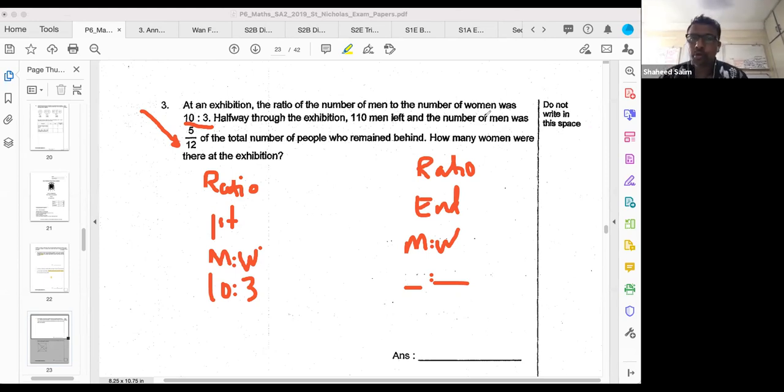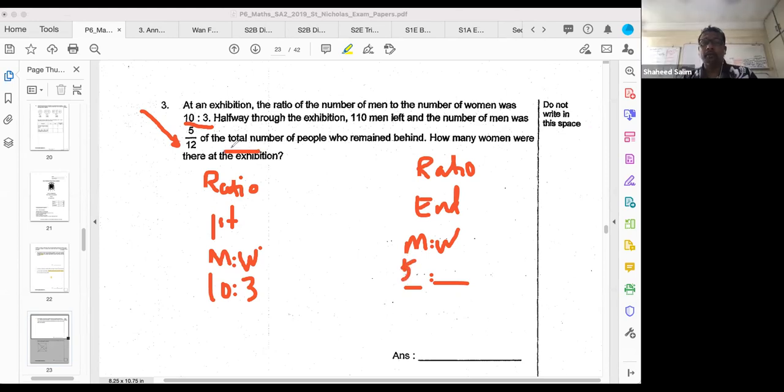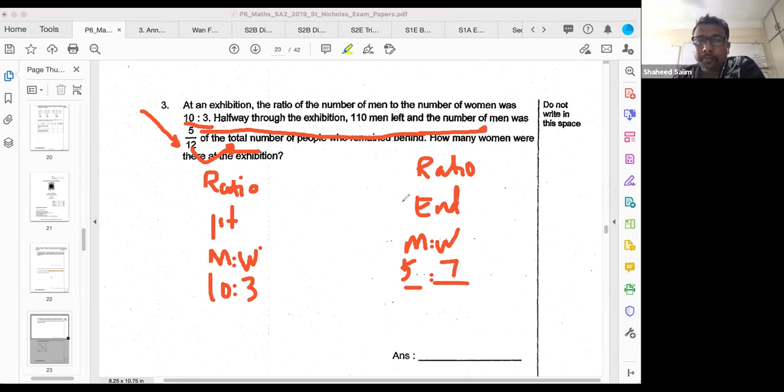I cannot see the ratio. Is it 5 out of 12? 12 is the total. 5 is the men. So what is the women? 7. Okay, now remember that the number of women did not change. But here it's 3 and 7. Can you make it the same number? Make it the same number, you can solve this. Because the number of women didn't change, only the men changed. The men left. The women stayed the same.